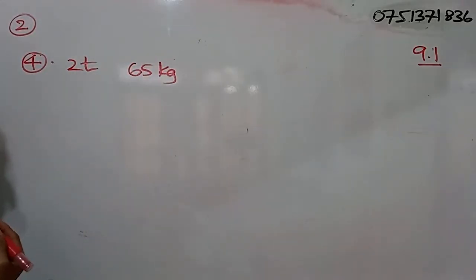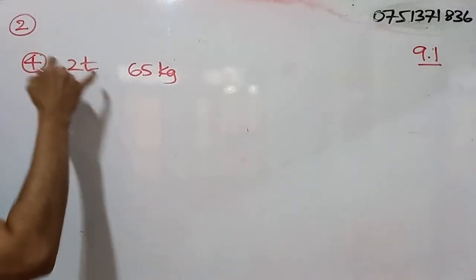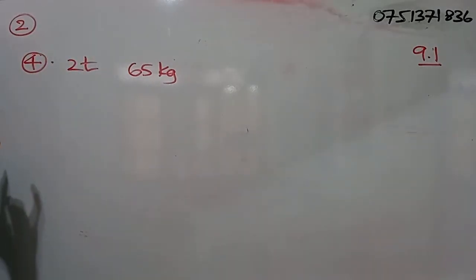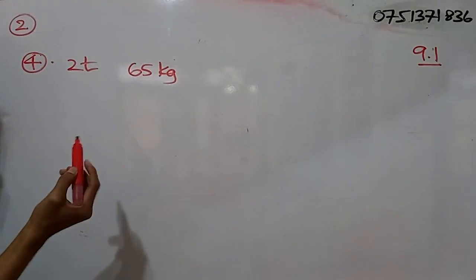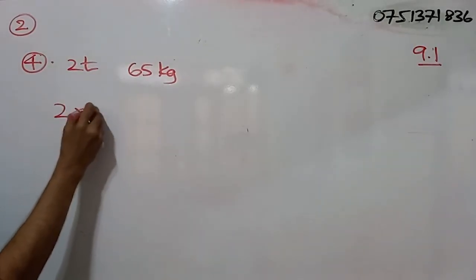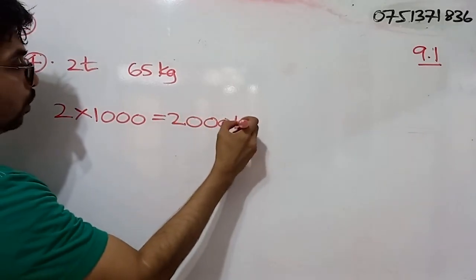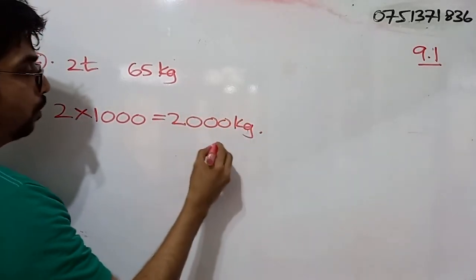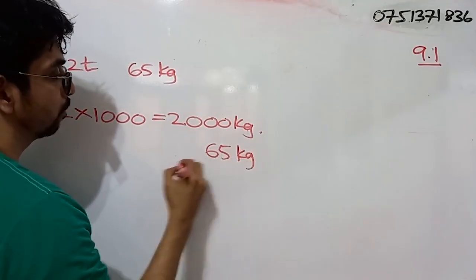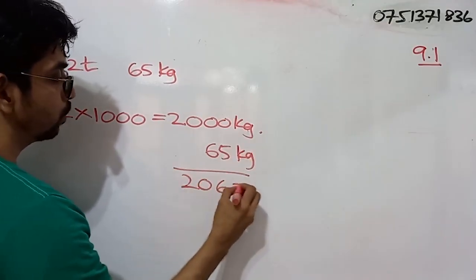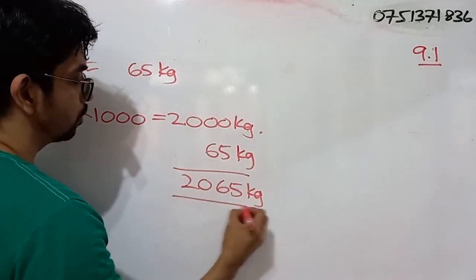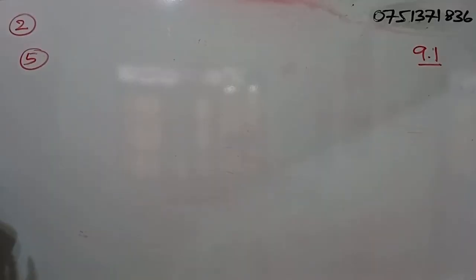So here we have 2 tons and 65 kilograms. So just as before, we need to convert 2 tons into kilograms. 65, we don't have to do any conversions. Right? So 2 into 1000. So we get 2000 kilograms. For this amount, we add 65. So the answer will be 2065 kilograms.